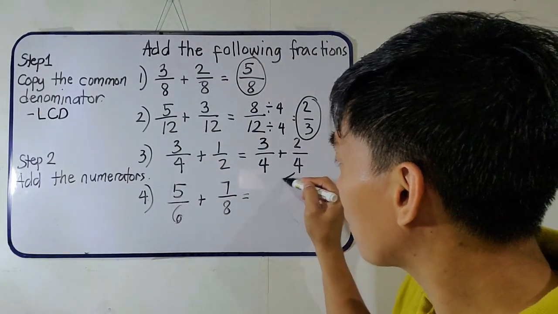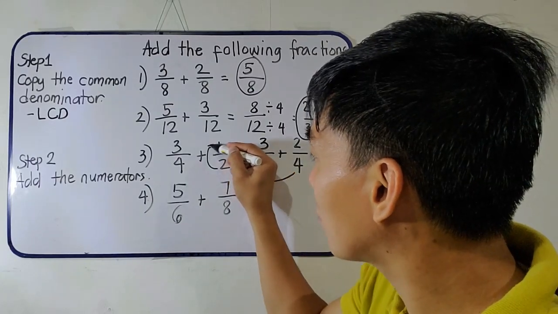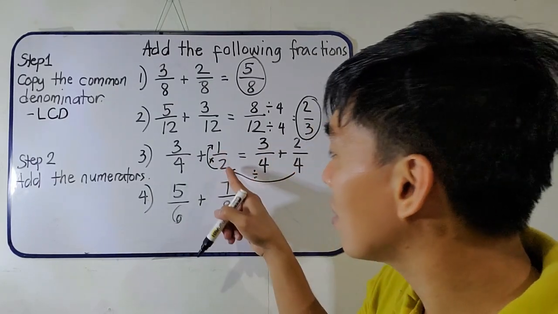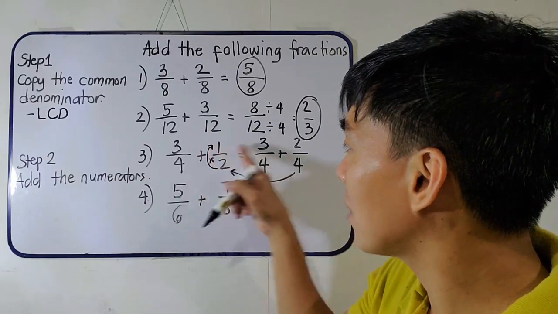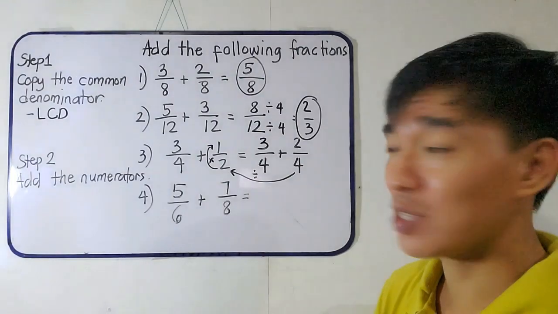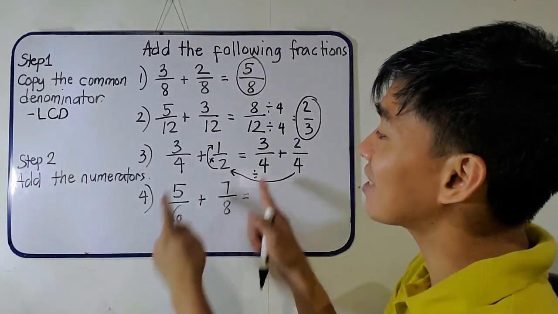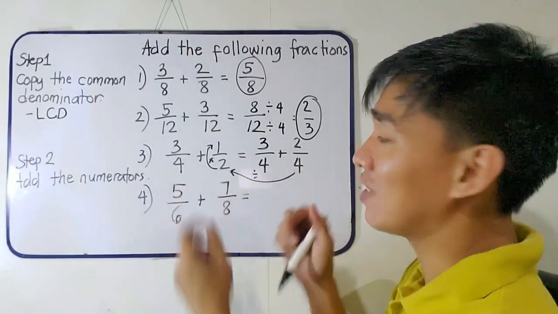Again, I will repeat. 4 divided by 2. Then the answer, you have to multiply it by the numerator. So 2 times 1. So the answer is 2. So our 1/2 now is 2/4. These two fractions are equivalent fractions. These two fractions are equal fractions.